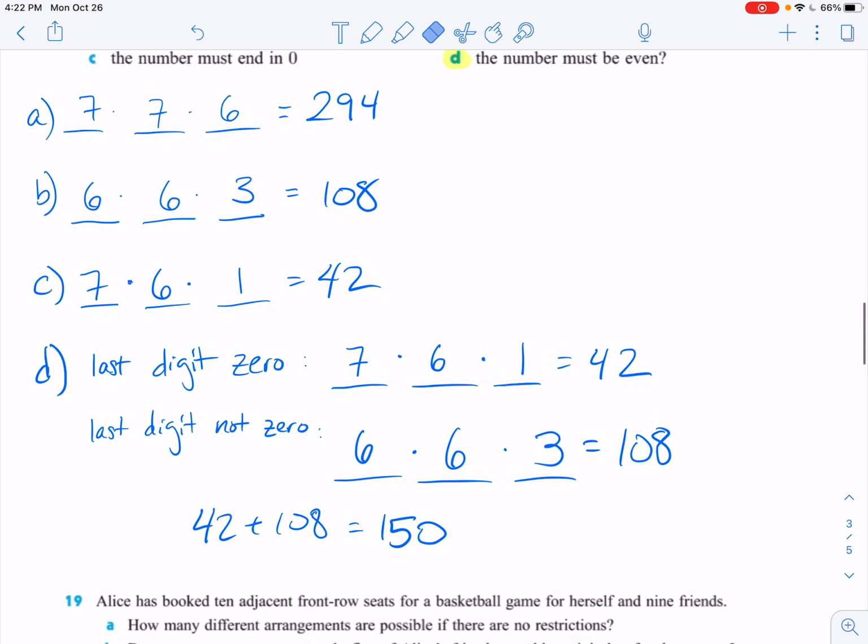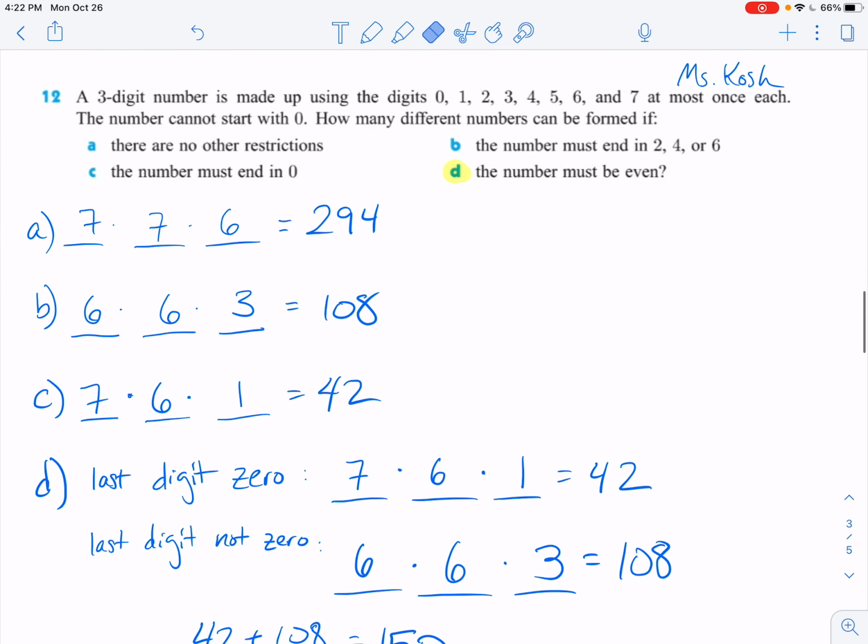So next on C, it says the number must end in 0. So we only have one option for what our last digit should be. It was a 0. So then there are 7 options for the first digit and 6 options for the second digit, and that gives us 42.